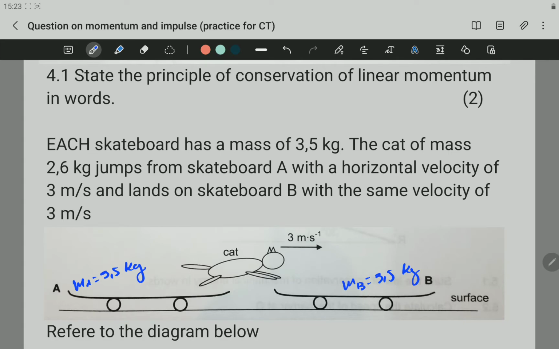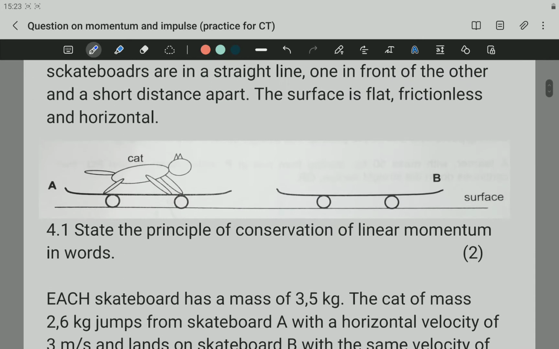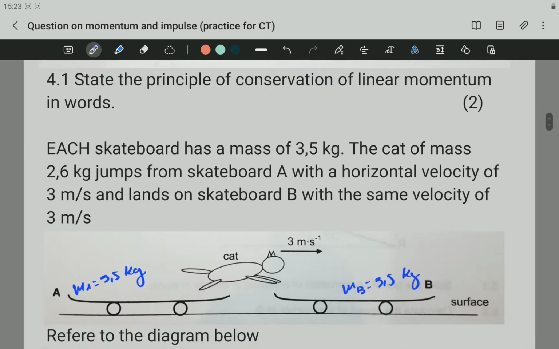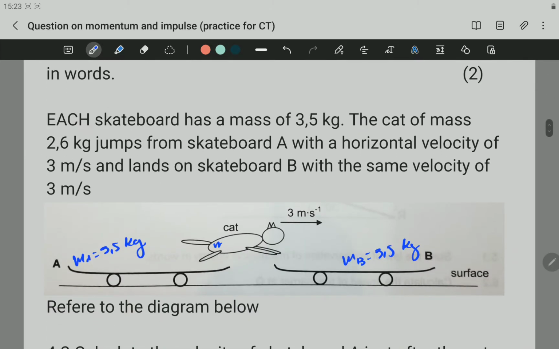The cat of mass 2.6 kilograms jumped from skateboard A. So initially the cat is on skateboard A. You can see it there in the first picture. Okay? And the mass of the cat, we're going to write it here, is equal to 2.6 kilograms, with a horizontal velocity of 3 meters per second. So remember, the velocity of the cat is horizontal. It's moving in that direction, okay? That is important data here. And lands on skateboard B with a velocity of 3 meters per second, okay?